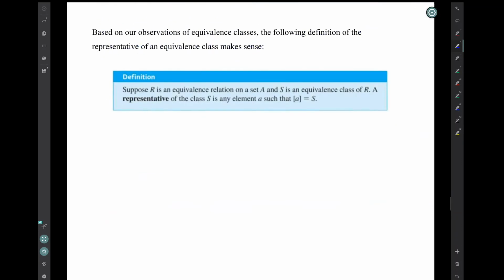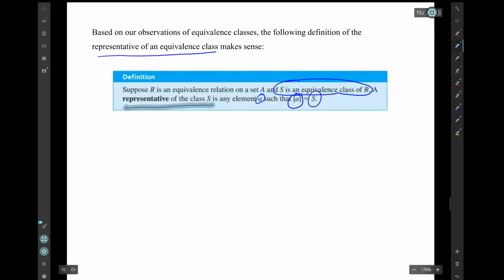Now, based on our observations about equivalence classes, the following definition of the representative of an equivalence class makes sense. Suppose you have an equivalence class called S, an equivalence class for the relation R. What's called a representative of class S is any element little a such that the equivalence class of a is the equivalence class that we're talking about.